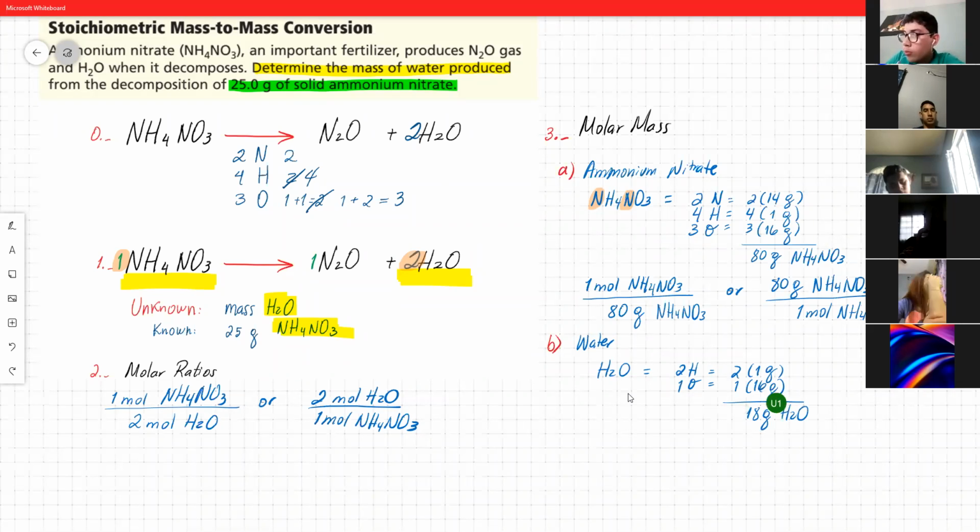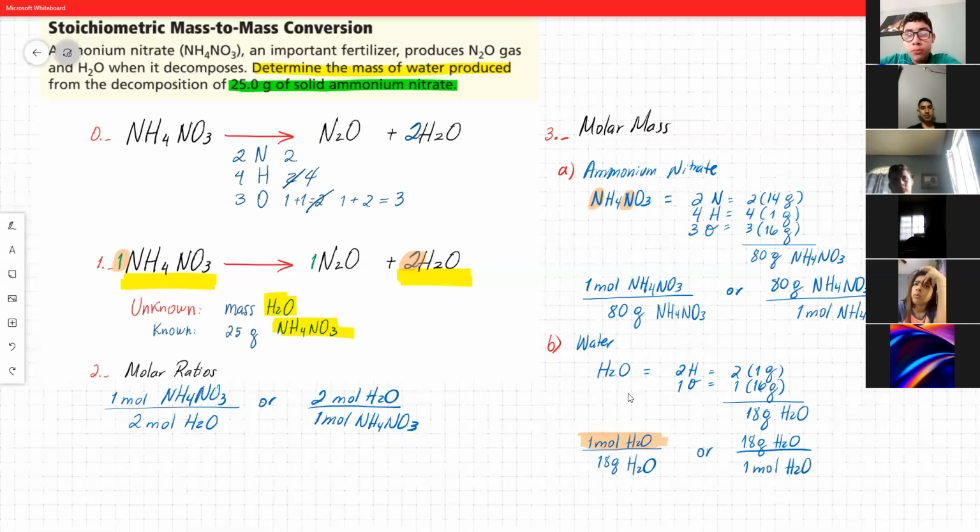So you have to write this also as a ratio, okay? So you're going to have 1 mole of water that has 18 grams of the same substance, or you can say that there are 18 grams of water in 1 mole of the same substance. Those are the 2 ways to write the molar mass, okay? Molar masses are always for 1 mole, okay? 1 mole and the total mass. 1 mole and the total mass, always.